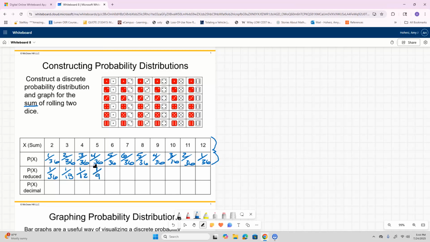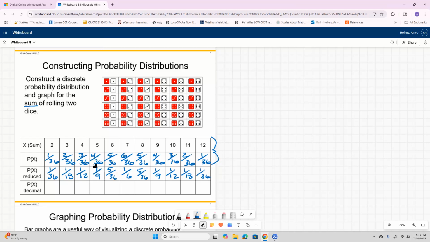5/36 does not reduce because there's nothing that goes into 5 and also goes into 36. So 5/36 is already reduced. 6/36, 6 goes into 6 once, 6 goes into 36 6 times. We have another 5/36, and again, then we're just repeating. So 4/36 again reduces to 1/9, 3/36 to 1/12, 2/36 to 1/18, and 1 out of 36 is just 1 out of 36.